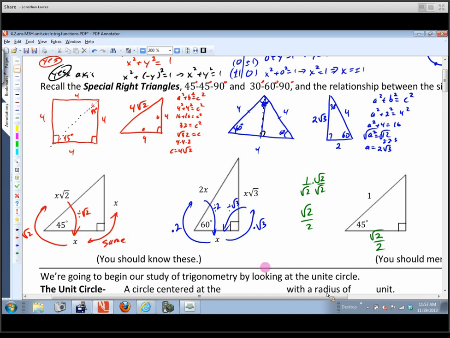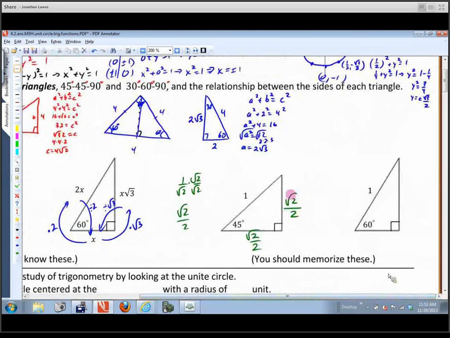And the cool part about a 45, 45, 90 is once I've got one leg, I've got the other one. So this is going to be radical 2 over 2. So I've got the two legs there and all three sides. And again, you're going to see these measurements come up quite often.